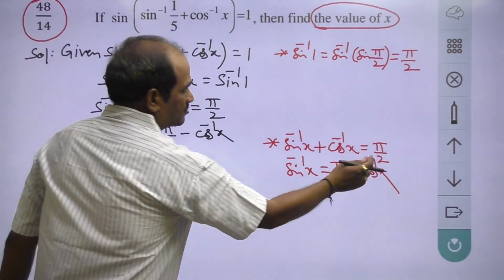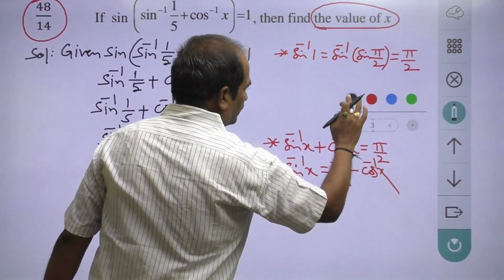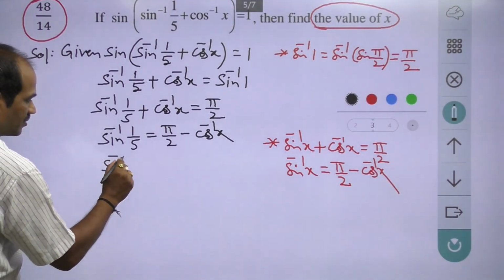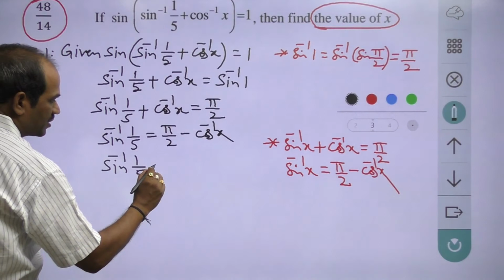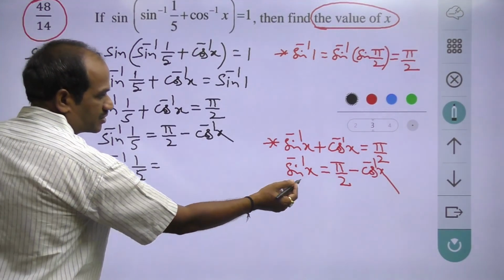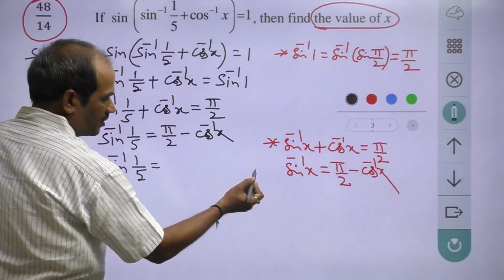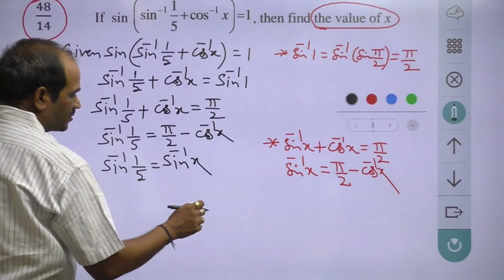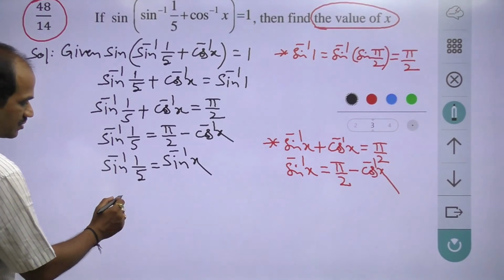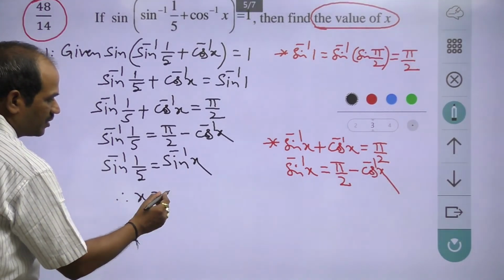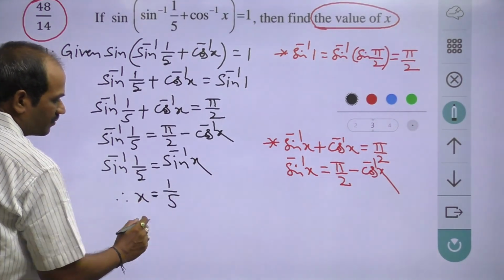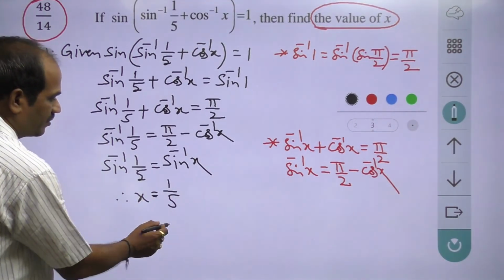Replace here. So sin inverse of 1 by 5 is equal to pi by 2 minus cos inverse x, and that value is sin inverse of x. Remove sin inverse on both sides. Therefore x is equal to 1 by 5. This is the final answer: the x value is 1 by 5.